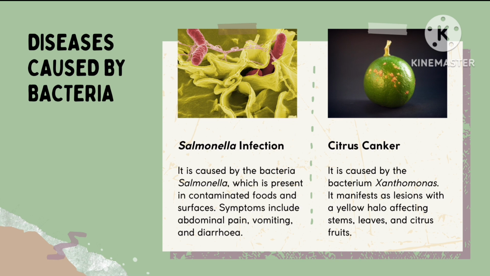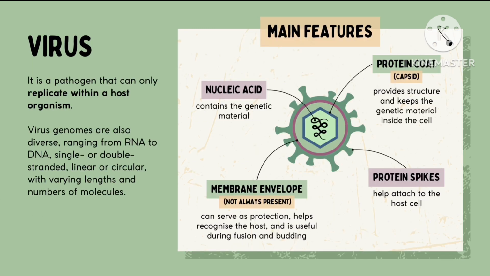Salmonella infection. It is caused by the bacteria Salmonella, which is present in contaminated foods and surfaces. Symptoms include abdominal pain, vomiting, and diarrhea. Citrus canker. It is caused by the bacterium Xanthomonas. It manifests as lesions with a yellow halo affecting stems, leaves, and citrus fruits.